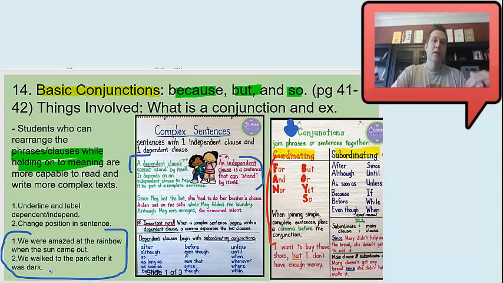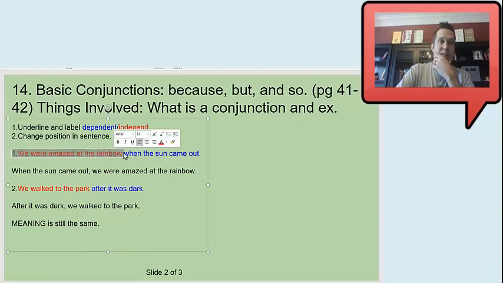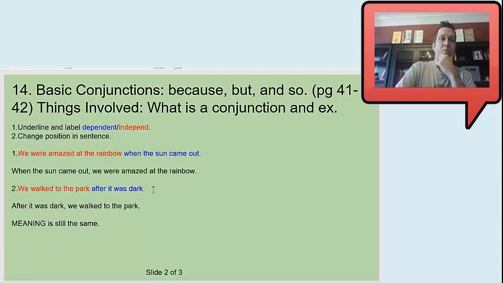So you can see here's a sentence, we were amazed at the rainbow when the sun came out. We walked to the park after it was dark. So now we're going to rearrange this. What we'd be doing is engaging kids in this example here. Exploring a bit more, this is the same one, SL14. Having the kids underline and label the dependent and independent clauses. You can see here is the independent clause. It can stand alone. This is dependent. It needs something to work for a sentence.